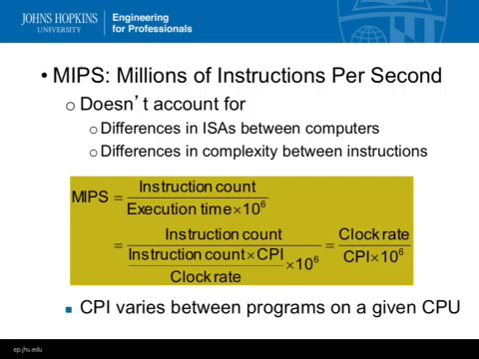Another performance measure is MIPS. So MIPS is the instruction count divided by the execution time times 10 to the 6th, or the clock rate divided by the CPI times 10 to the 6th. It's easy to think about, but we have to keep in mind that to compare two values of MIPS, the computers have to be using the same instruction set architecture, and really they should be running the same program, because differences in programs can cause different average CPI. So just be careful with MIPS.